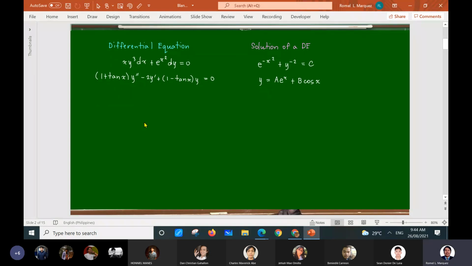Now, if we have a differential equation y triple prime equal to 0, the expected solution for this is given by the function y is equal to ax squared plus bx plus c, okay? Where a, b, and c, again, are arbitrary constants. Okay, guys?